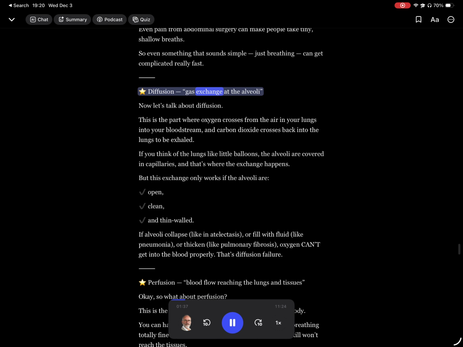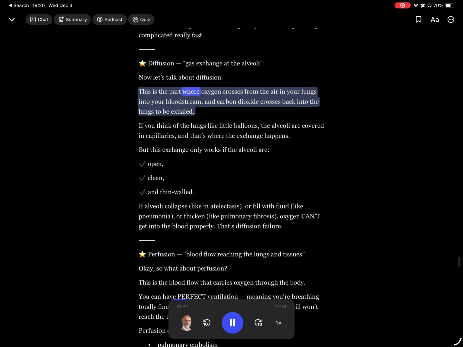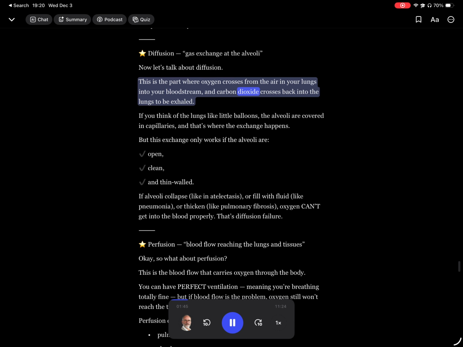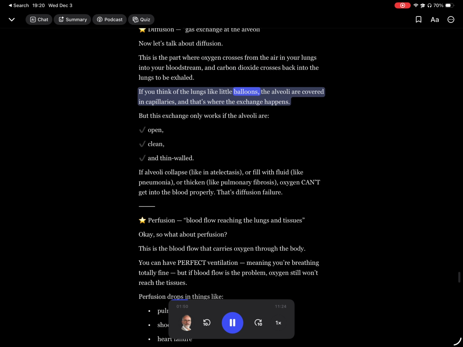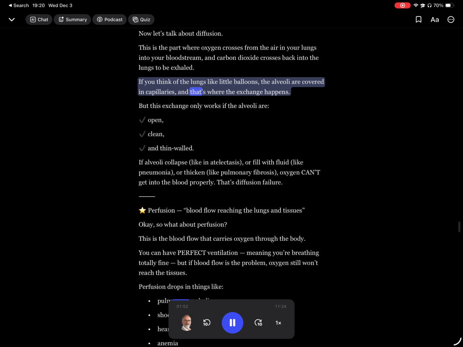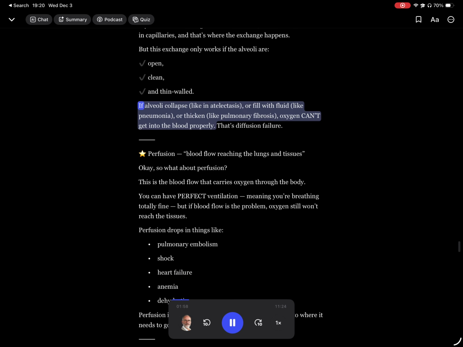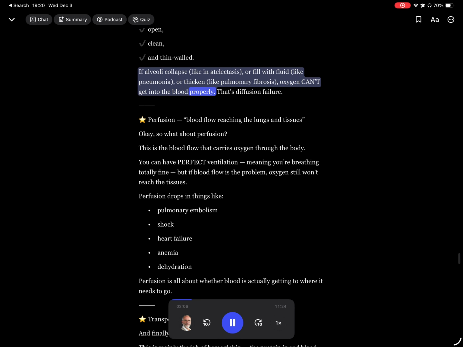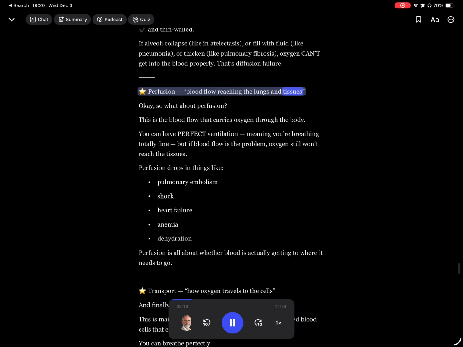Diffusion, gas exchange at the alveoli. Now let's talk about diffusion. This is the part where oxygen crosses from the air in your lungs into your bloodstream, and carbon dioxide crosses back into the lungs to be exhaled. If you think of the lungs like little balloons, the alveoli are covered in capillaries, and that's where the exchange happens. But this exchange only works if the alveoli are open, clean, and thin-walled. If alveoli collapse or fill with fluid or thicken, oxygen can't get into the blood properly. That's diffusion failure.